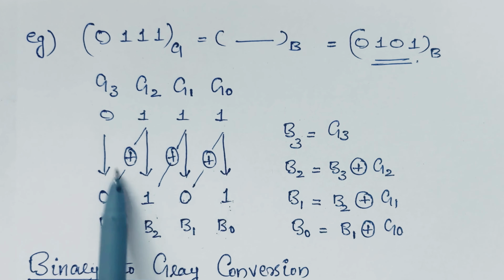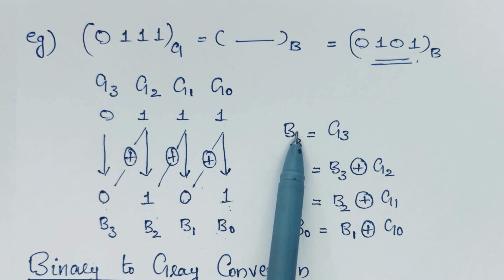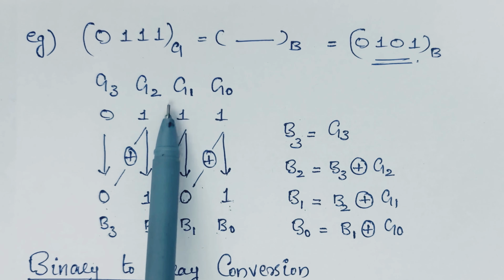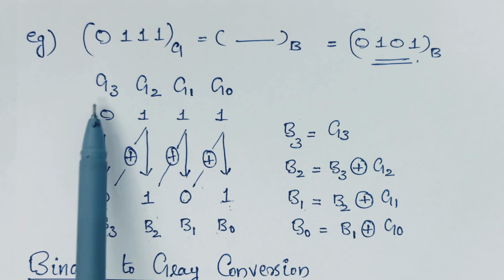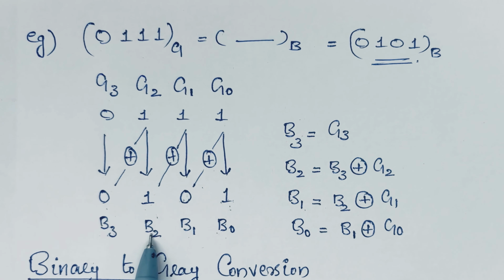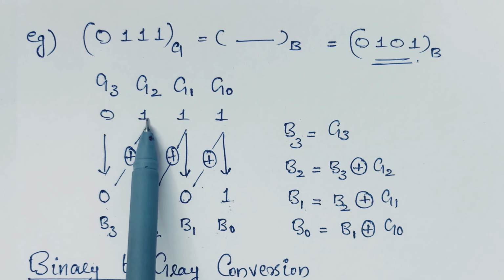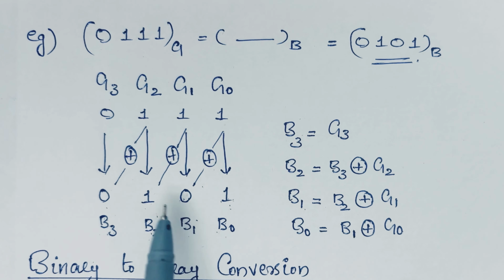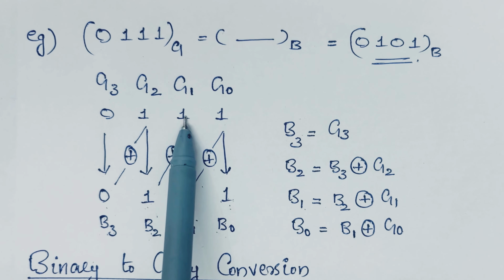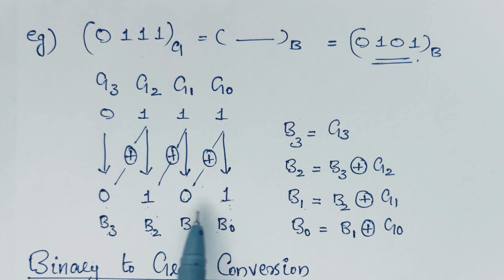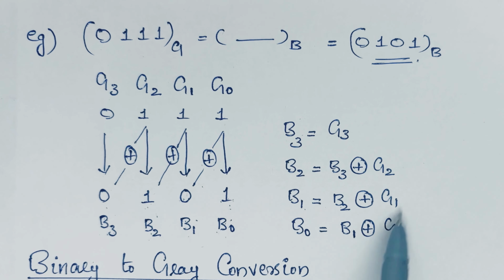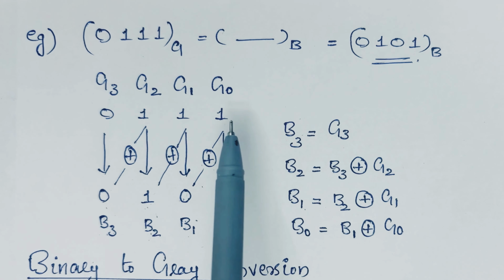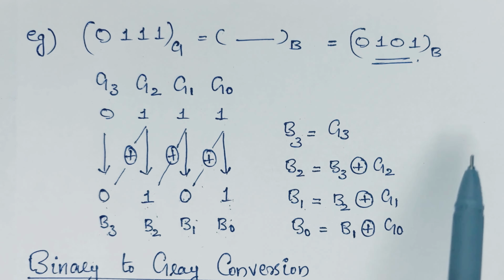Now with this operation, we can actually develop the equations for converting gray to binary for 4 bits. So here B3 is equal to G3. Then how are we getting B2? B2 is equal to B3 XOR G2. Then B1 is equal to B2 XOR G1. And B0 is equal to B1 XOR G0. And using these equations, we can design a gray to binary converter circuit also.